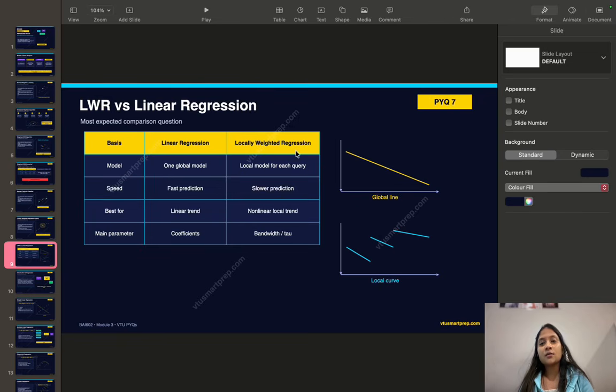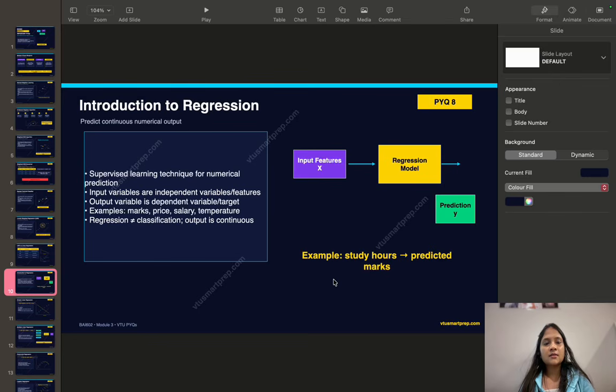Refer to the diagram too if it is available in the notes and textbook. Here it is not in the proper format, but if you have very little time and are doing last-moment preparation, just remember this: the global line is for linear regression, and locally weighted regression is this way. That is how you can show the comparison. Next is introduction to regression.